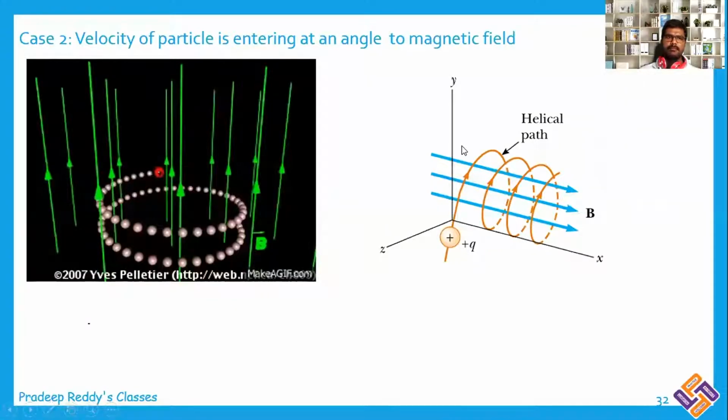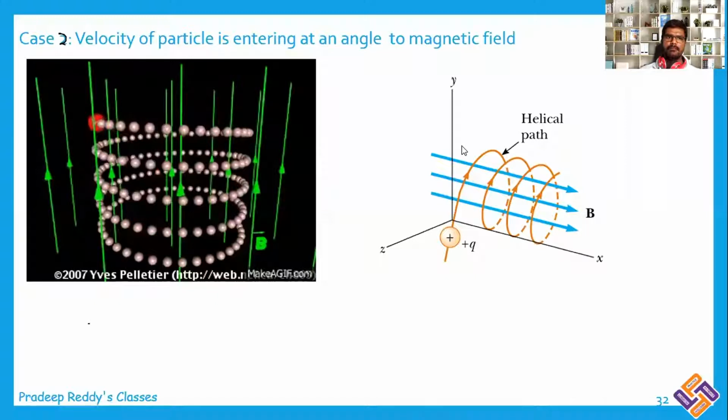This is case 3, where the charged particle is moving with some velocity v. The magnetic field is along the x-axis, and the velocity is making some angle with the x-axis. This is angle theta. Now the magnetic field and the velocity of the particle are neither parallel nor perpendicular.